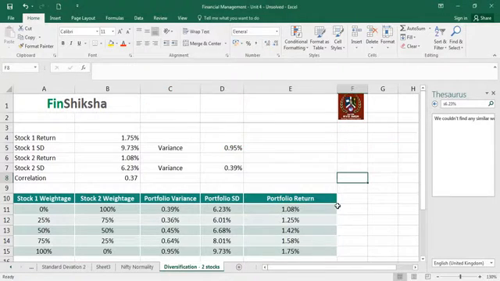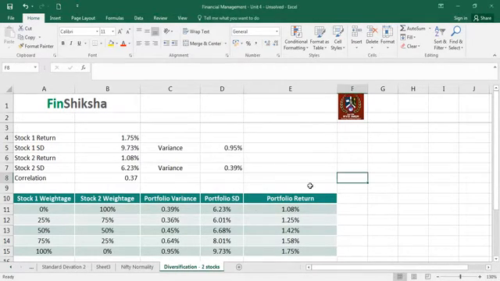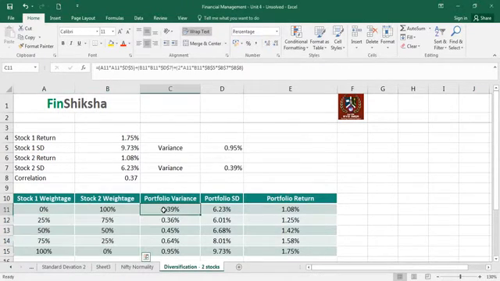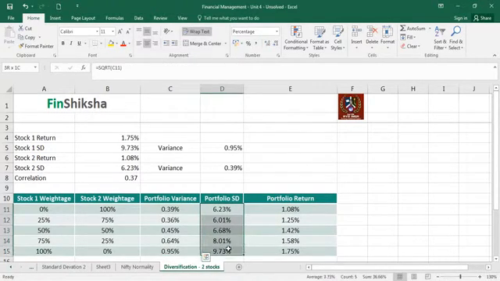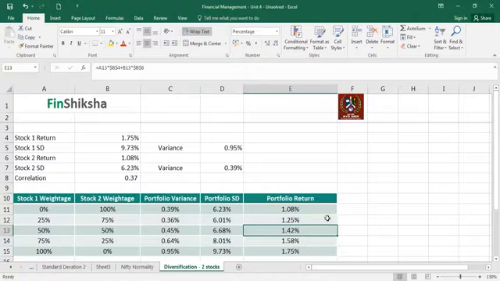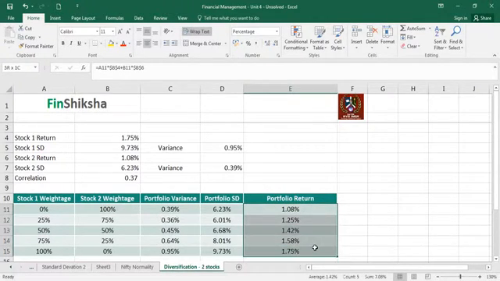We can erase the drawings, and now when we look at this in detail, what is it that we see here? We find that based on different weightages of the stock, we have been able to calculate the variances of the portfolio. Taking the square root of the variances, we have arrived at the standard deviations of the portfolio, and subsequently we have also calculated the portfolio return, right? So you see portfolio return keeps increasing, but the same is not true for variance. Variance actually goes down, then goes up again, right?